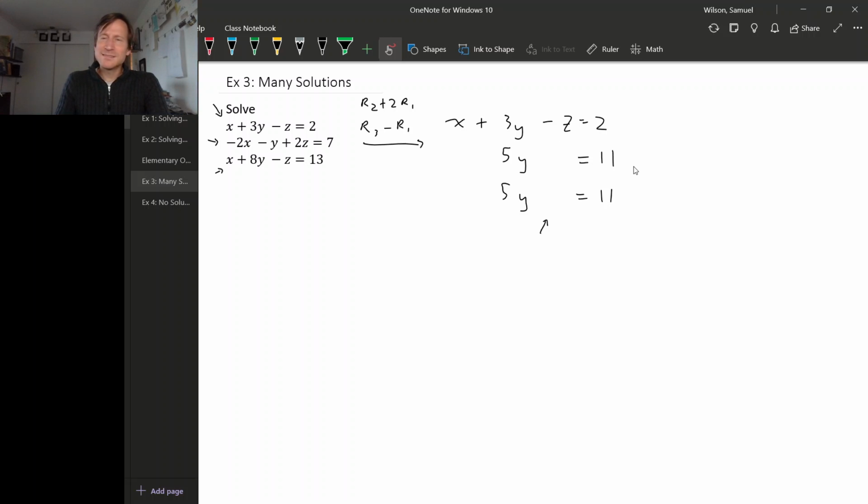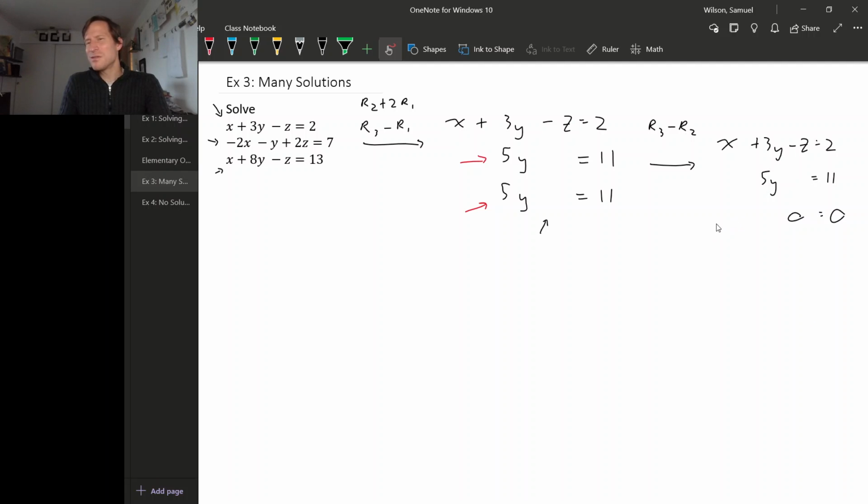Well, let's continue doing what we usually do. The next thing we would do is use the y's in this position to zero out the y's that are below it. So let's do that. So we could take the third row and subtract the second row. So that's not going to change the first equation. So x plus 3y minus z equals 2. That doesn't change the second equation. So 5y equals 11. But it makes the third equation 0 equals 0.